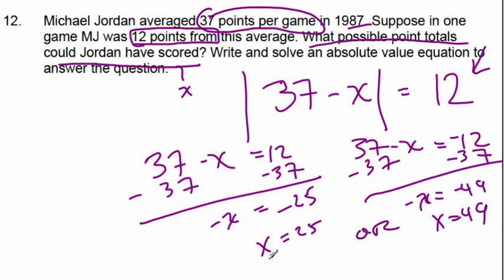That's how that works. You know what's smarter, though, than setting it up as 37 minus x? You could also set it up as the absolute value of x minus 37. Because the difference from 37 and his score is the same as the difference between his score and 37. So if you do it that way, you don't have to deal with it working out negative.